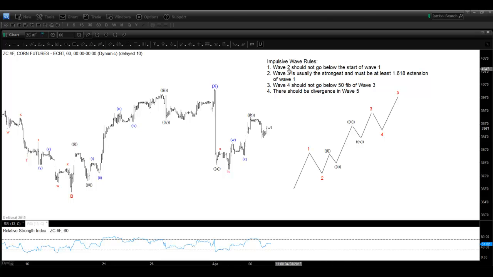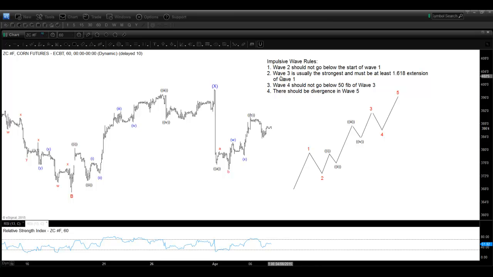The first rule is that wave 2 should not go below the start of wave 1. So if you see here, wave 2 should not go below the start of wave 1. And it usually is around 50 to 61.8 Fibonacci retracement of wave 1.